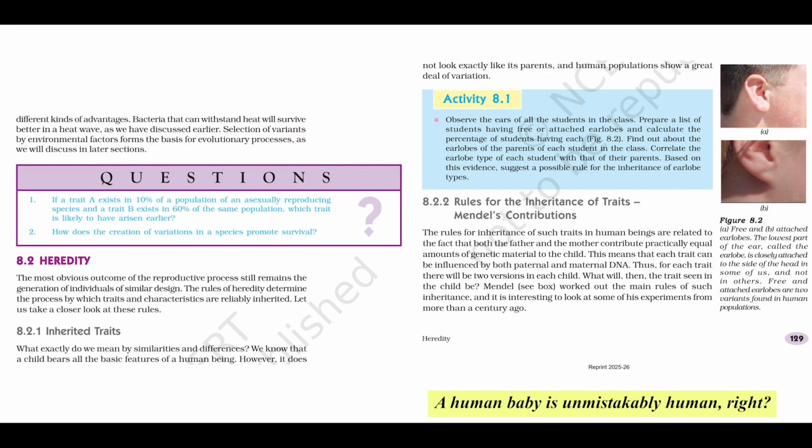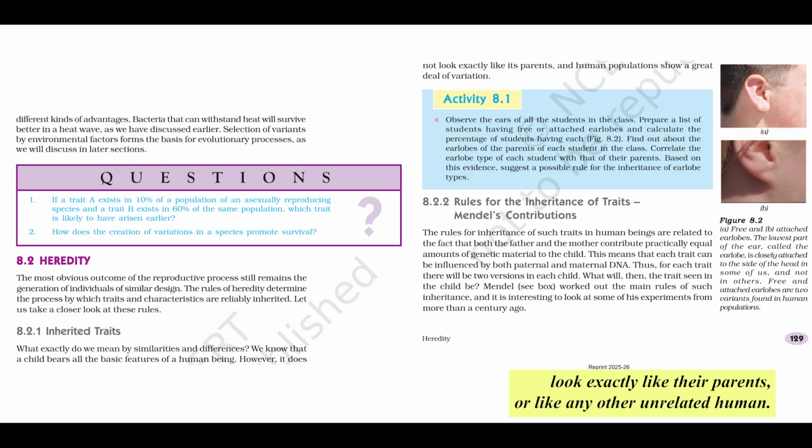A human baby is unmistakably human, right? 2 eyes, a nose, limbs. These fundamental features are reliably inherited. They define the species. But within that shared blueprint, there's enormous variation. A child has all the basic human features, but they don't look exactly like their parents or like any other unrelated human. These are the differences in inheritance. Things like hair color, eye shape, height, maybe even predispositions for certain things. These make each individual unique, even while sharing the species-defining similarities. So heredity covers both the reliable passing on of common traits and the mechanisms that allow for individual variation.